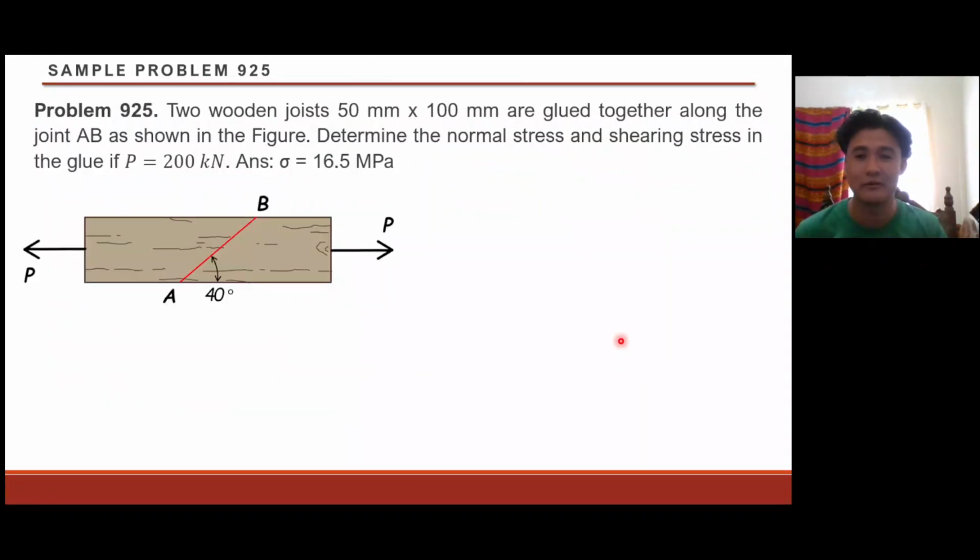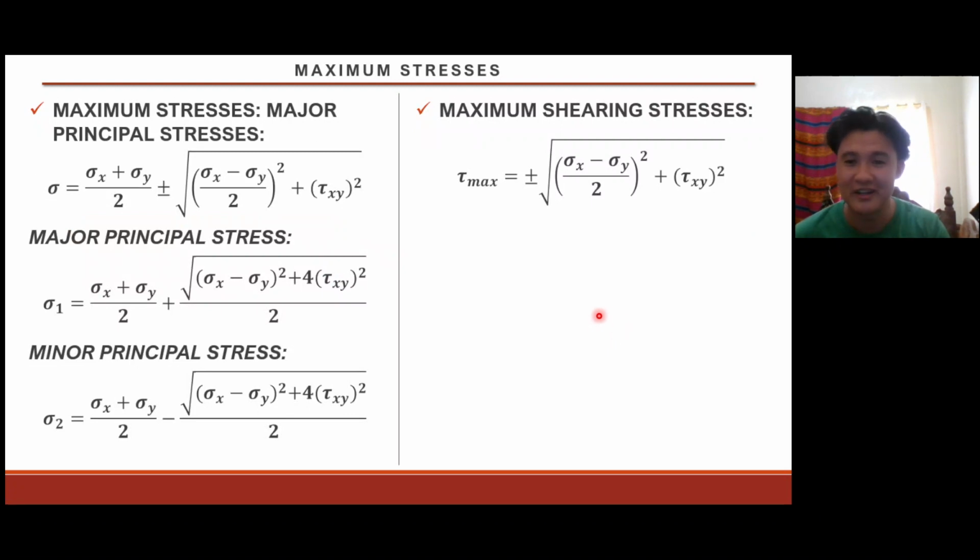Okay, resume tayo. May nakalimutan akong i-discuss. By the way, may isa pa pala tayong equation dito. Shear max is equal to principal stress 1 minus principal stress 2 all over 2. Okay, so yan yung equation natin for maximum shear.